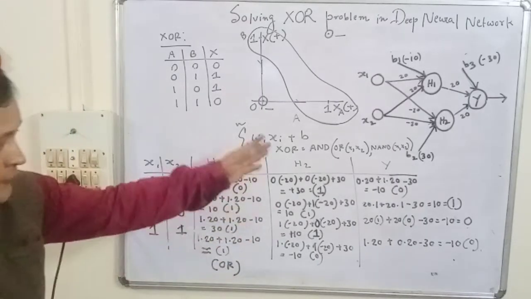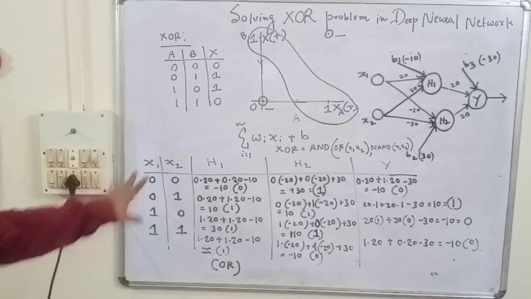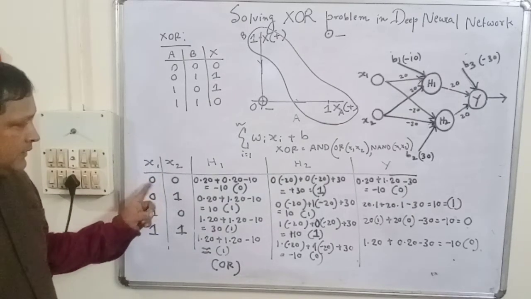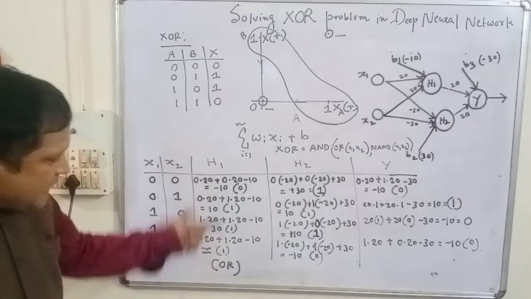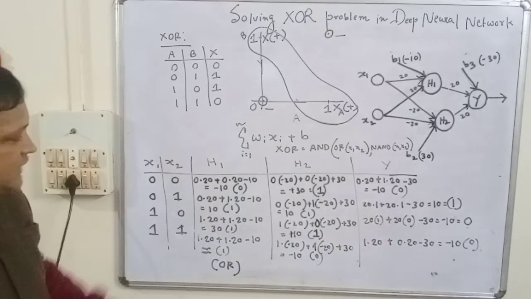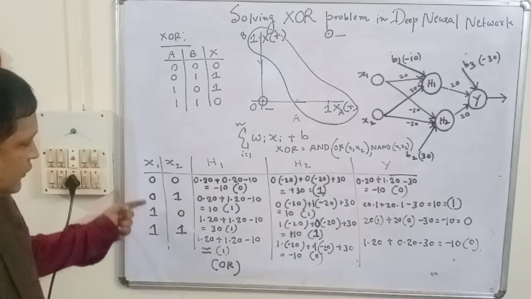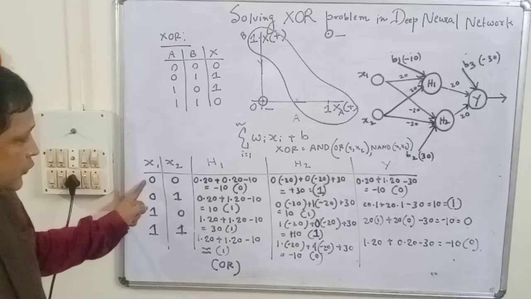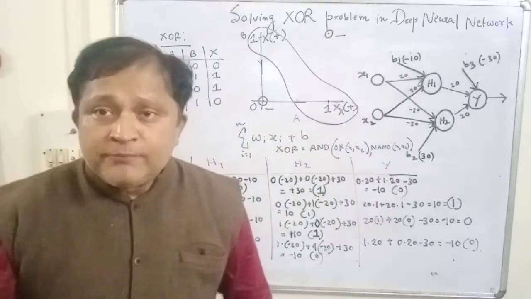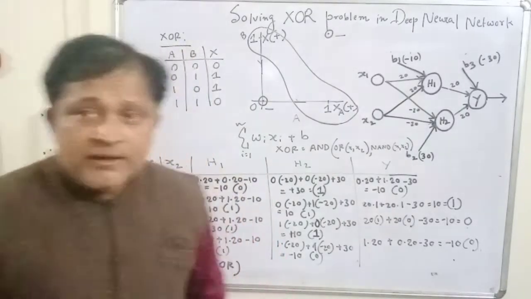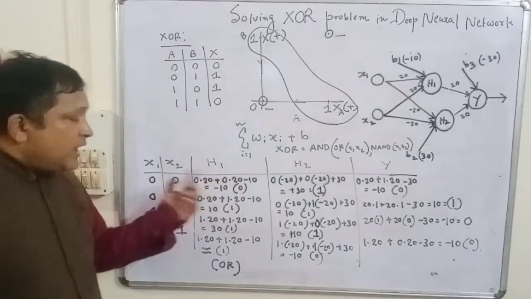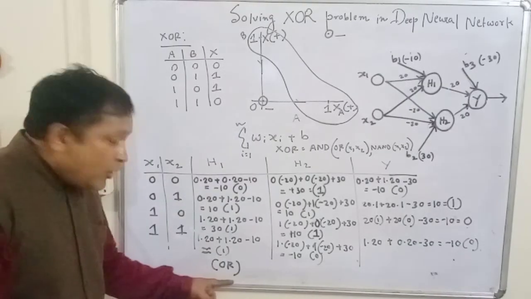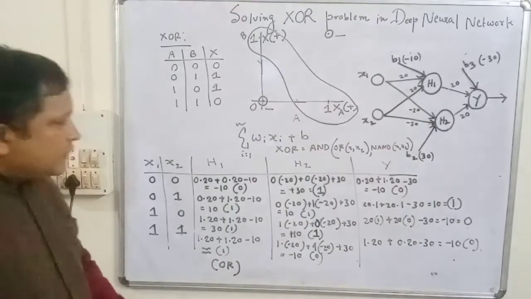So in this way, we have found all the outputs for all x1 and x2 combinations. h1 is 1 for the combinations 0,1, 1,0, and 1,1. h1 will be 0 if and only if both the inputs x1 and x2 are zeros. Otherwise h1 will give you 1. So h1 is actually following the logic of the OR gate.